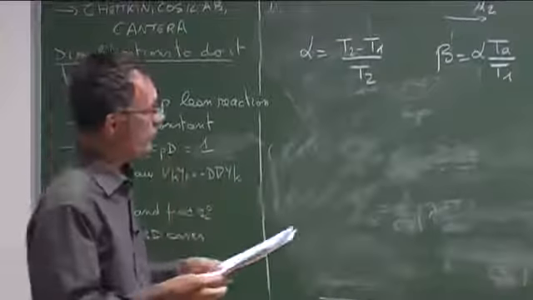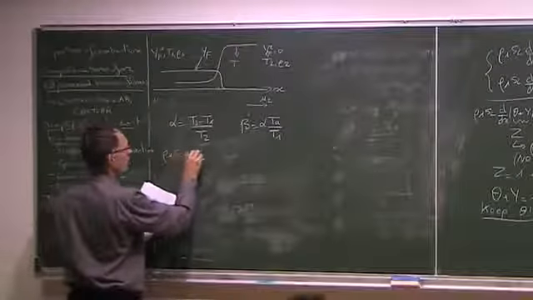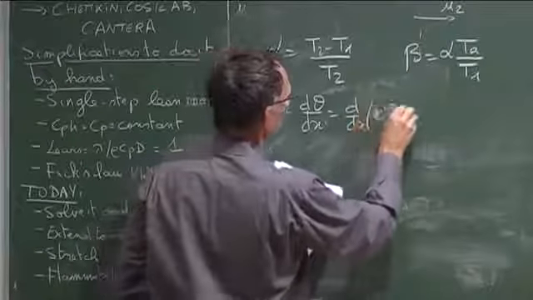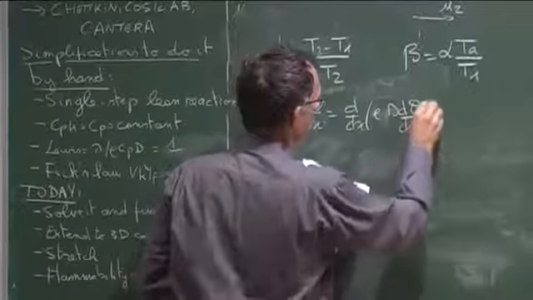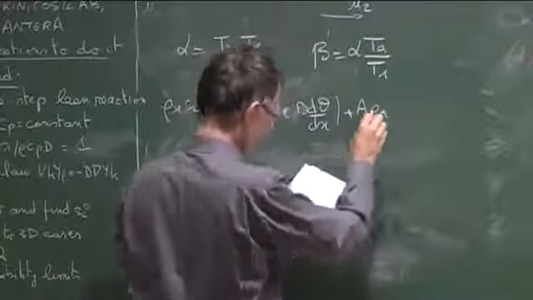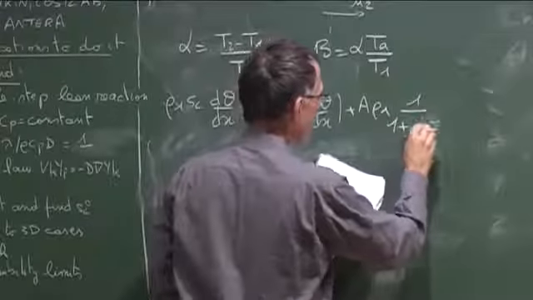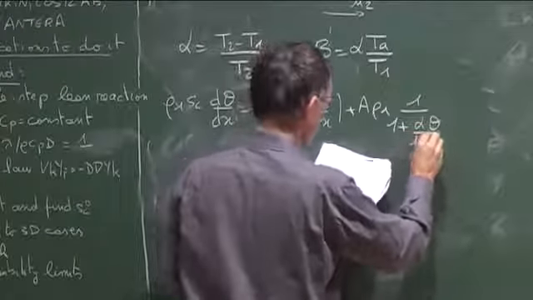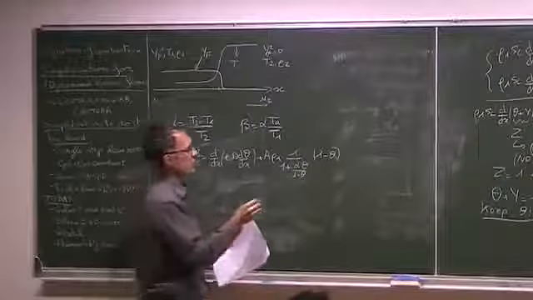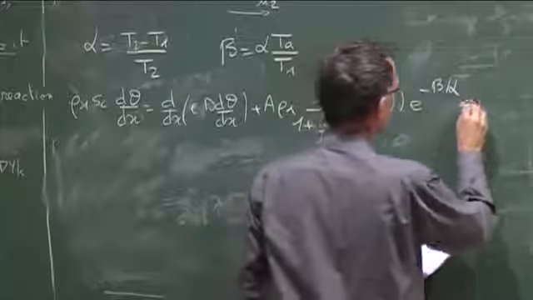If you plug this thing into your equation here, you find the following equation now. Rho1 SL, of course, this expression does not change. This one does not change. And the reaction rate takes this funny shape here, which is A rho1, 1 over 1 plus alpha theta, divided by 1 minus theta. Here you have this is Y, 1 minus theta, exponential. That's a constant. And here you get this shape here.